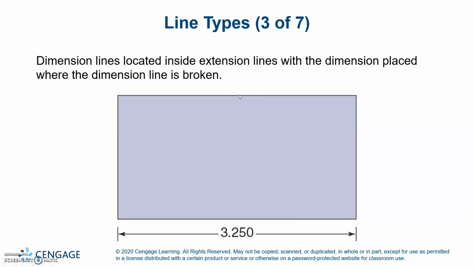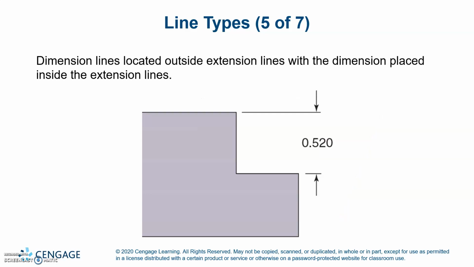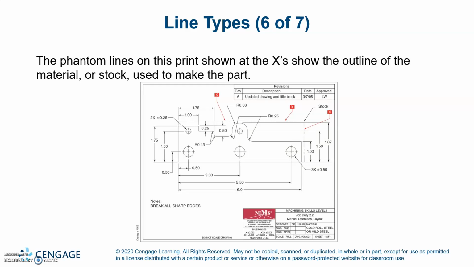Dimension lines located inside extension lines with the dimension placed where the dimension line is broken. A dimension line located inside extension lines with the dimension placed outside the extension lines. Dimension lines located outside the extension lines with the dimension placed inside the extension lines. So it can go in any of the three ways. The phantom lines on this print, shown by the X's, show the outline of the material or stock used to make the part. So that's going to be the raw stock.